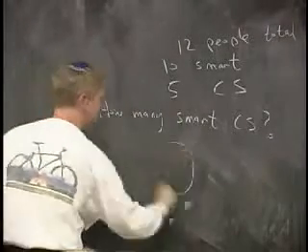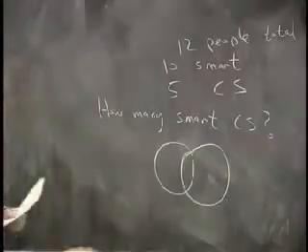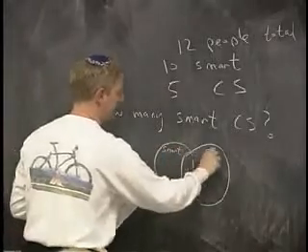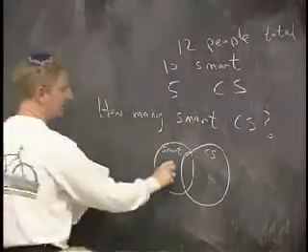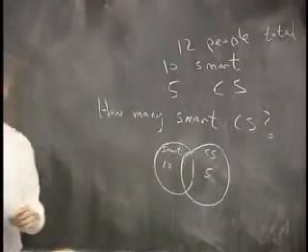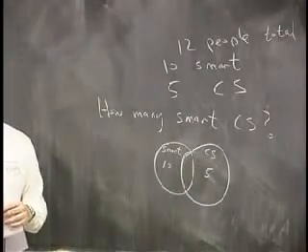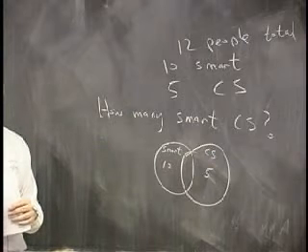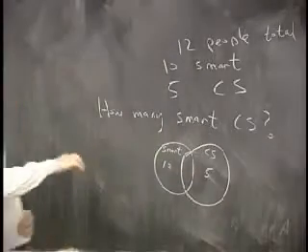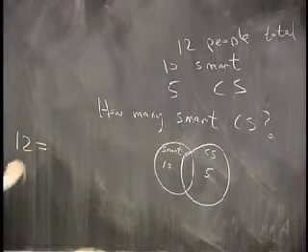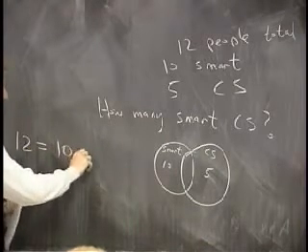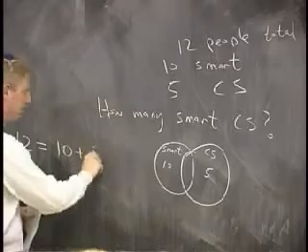Let's do a picture. Here are the smart people. Here are the computer scientists. There's 10 smart people. There's 5 computer scientists. There's 12 people all together. So the union of these two together is 12. The number of smart people is 10. The number of computer scientists is 5.